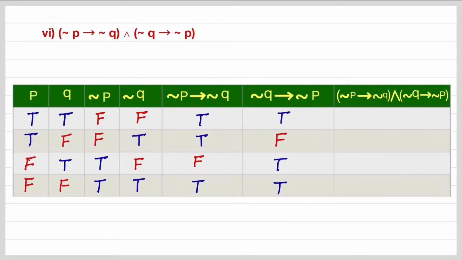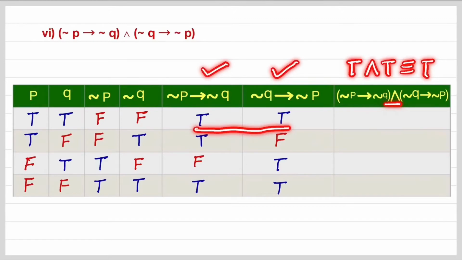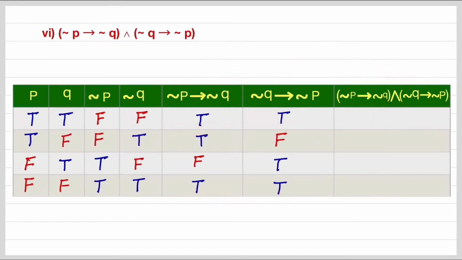Now we have to take conjunction of these two statements. Conjunction is true when both the statements are true. See where both the statements are true. At first and fourth place. Both the statements are true, therefore their conjunction is true. And all other entries are false. This is the truth table for given statement pattern.